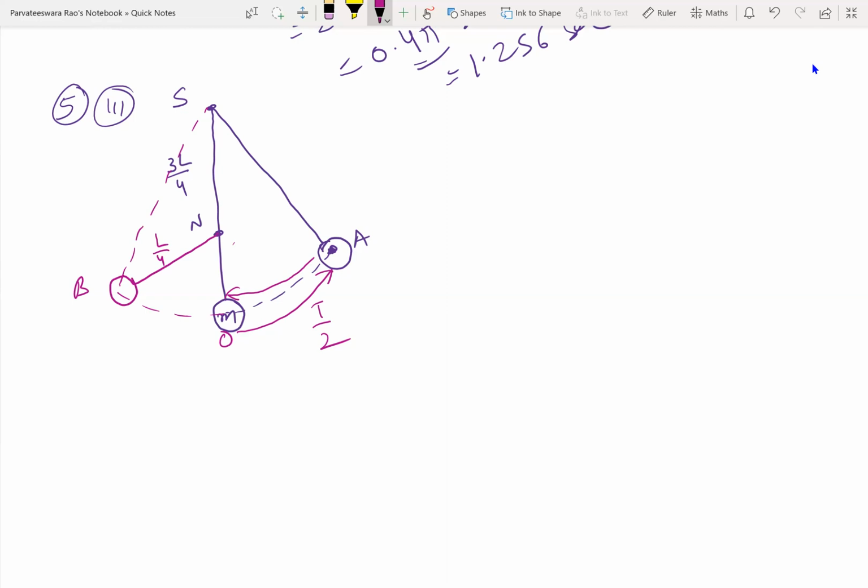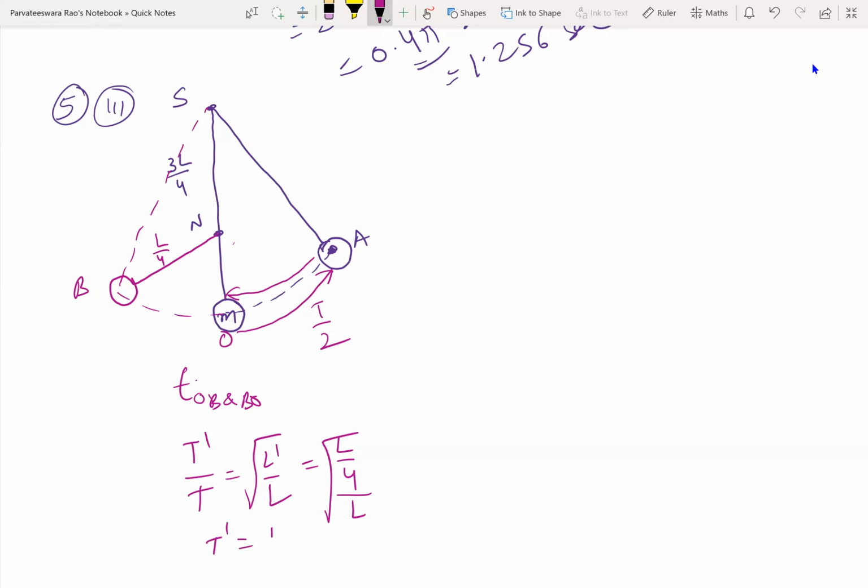So you must calculate the time taken by it from O to B and from B to O. Now T dash by T is root of L dash by L. What is L dash here? L/4, the remaining length.